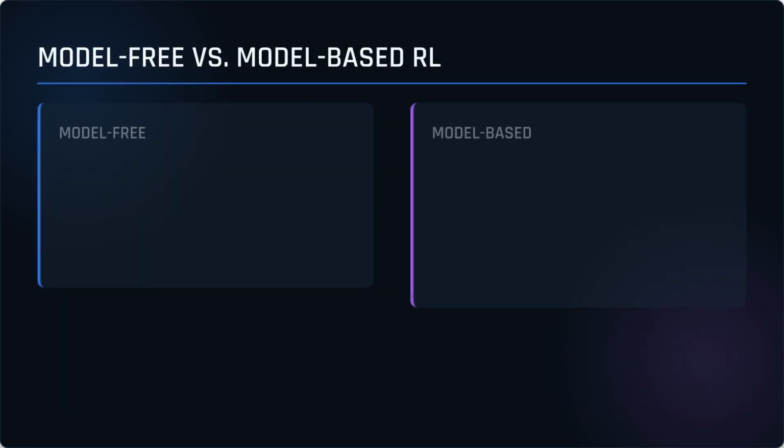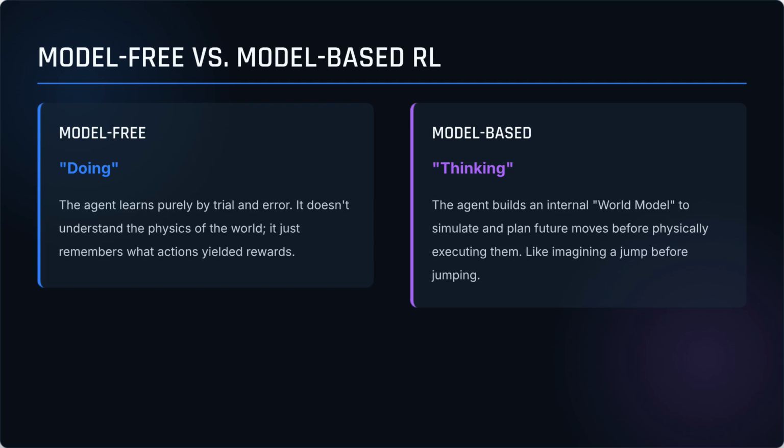We can categorize RL algorithms as model-free or model-based. Model-free is about doing. The agent learns by trial and error without understanding the environment's physics. Model-based is about thinking. The agent builds an internal world model to simulate and plan future moves.